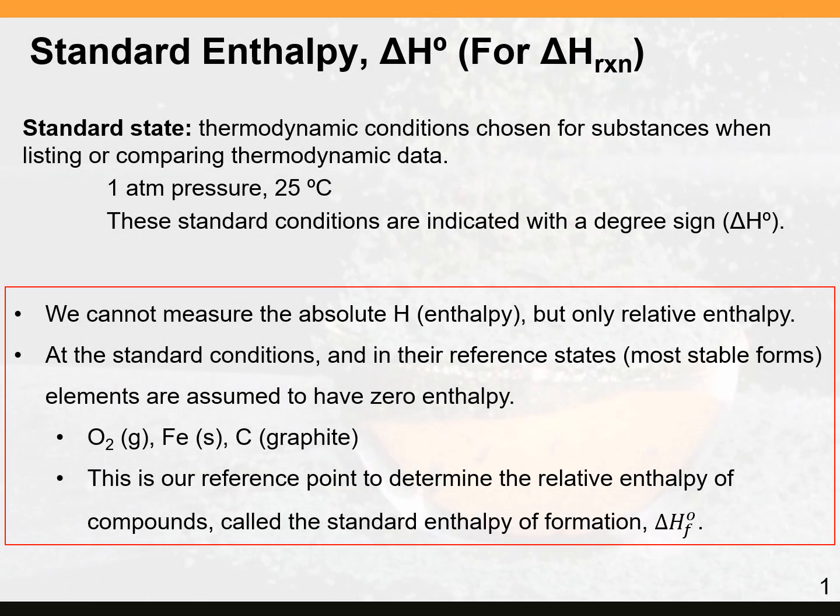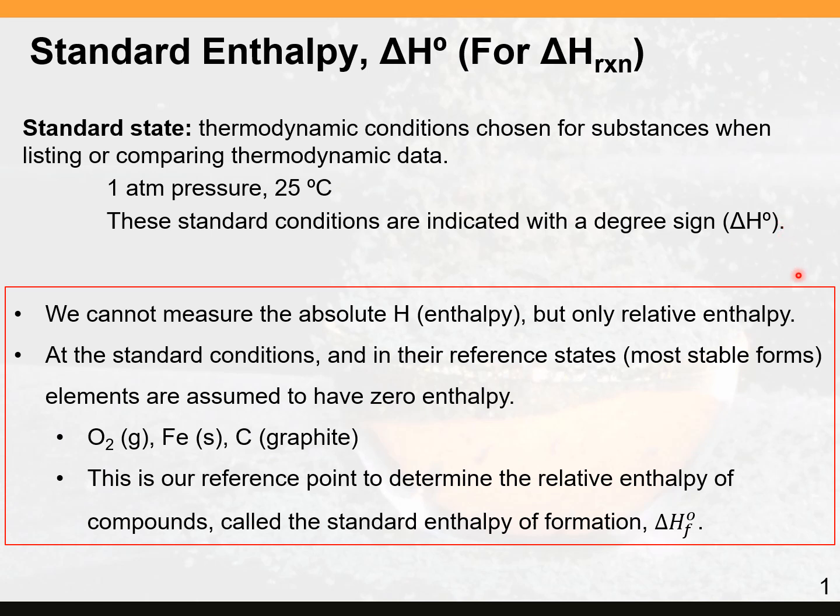One other method to determine the enthalpy of a reaction is the standard enthalpies. These are called standard because they are measured at standard states that are generally chosen for thermodynamic functions, 1 atmosphere pressure and 25 degrees Celsius temperature. If a property is given at standard states, it is indicated with a degree sign next to the symbol of the property.